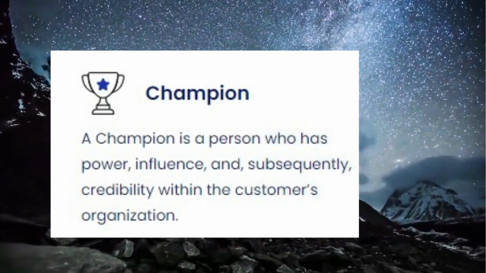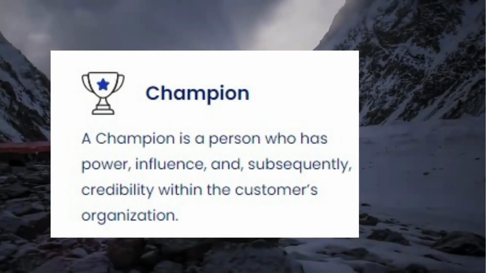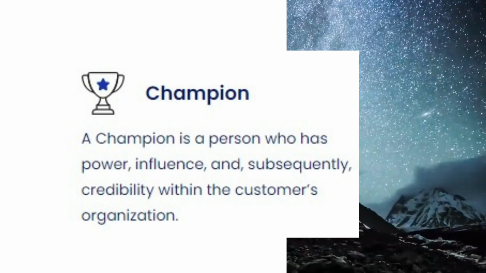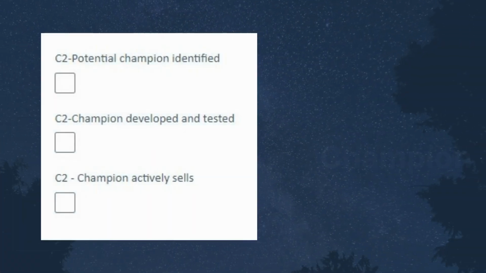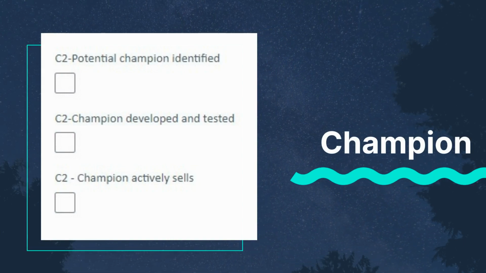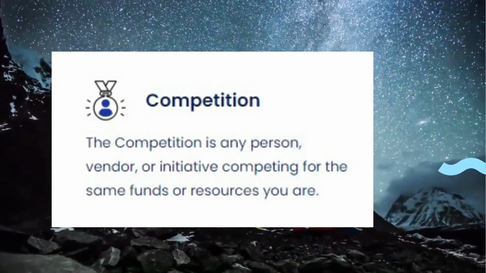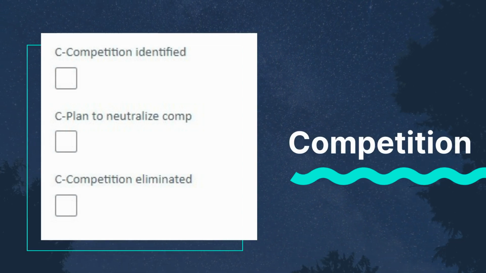The first C is for champion. A champion is a person who actively advocates for us. They are not neutral. Conversely, a champion for the competition is our enemy. Here's how we evaluate the level of champion in ClaritySoft. The second C is competition. This one is obvious. This is how we break the competition down in ClaritySoft.